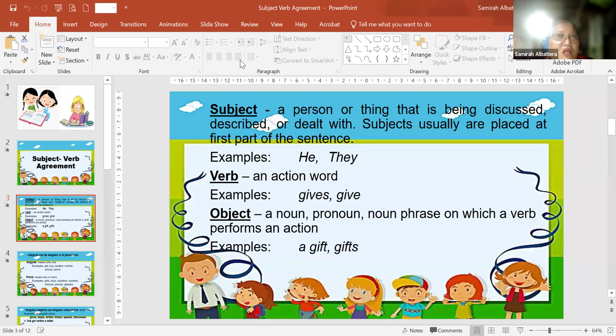Okay? For example, you use the subject Mark, the name of a particular person. Mark likes to eat ice cream. What is the correct verb? Likes. Very good. It should be likes. But if you say, I likes to eat ice cream, what is the correct verb?